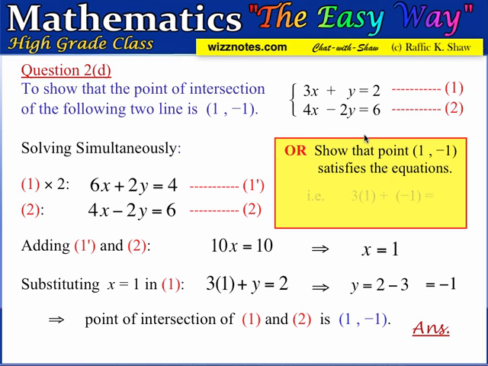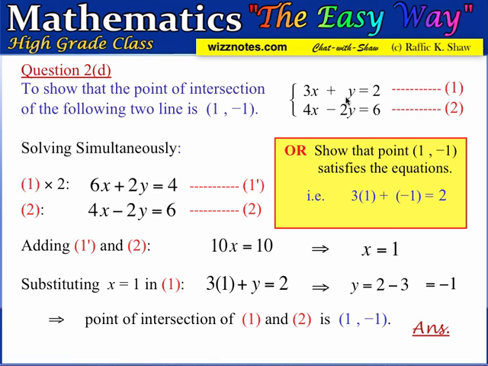Let's do the first one. In the first one, if we substitute 1 for x and negative 1 for y, we would have 3 times 1 plus negative 1. 3 times 1 is 3, plus y is negative 1. So this really is 3 plus a negative 1, or we can say 3 minus 1. 3 minus 1 is 2, and so that is satisfying the equation. This point is satisfying the first equation.